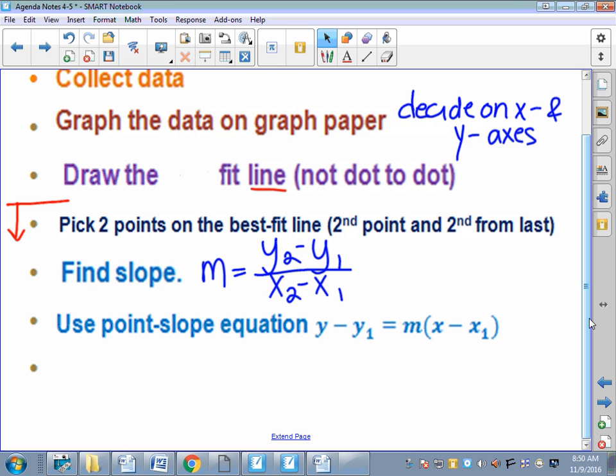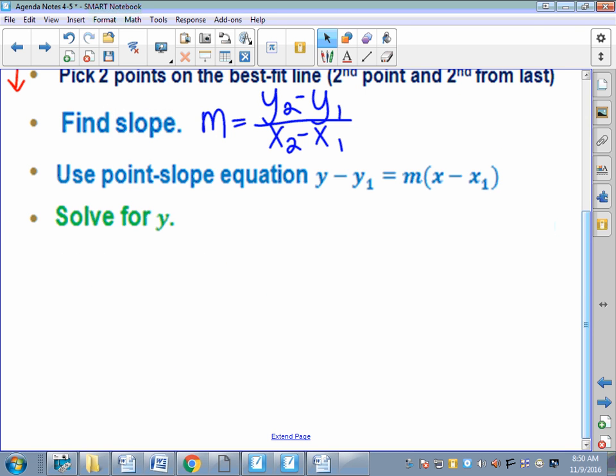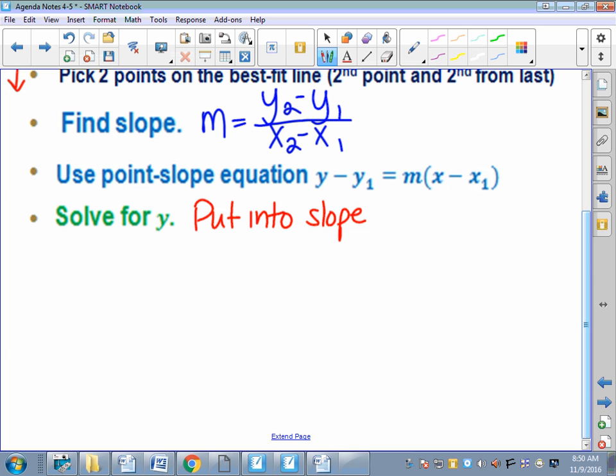And then I'm going to use my point slope equation. So I'm going to use the slope I just found and one of those 2 ordered pairs from the second or the second from the last. So you don't get to pick any point on this one. We're going to use one of those 2. You'll get the same answer no matter which one you use. And then last but not least, solve for y, or if we're being technical, put into slope-intercept form. Y equals mx plus b.